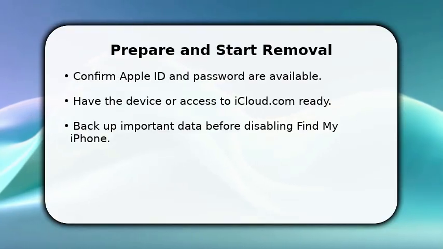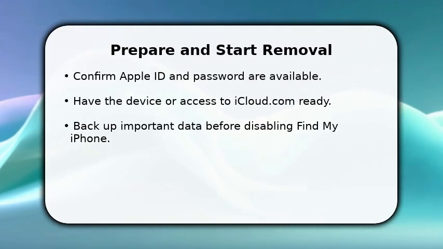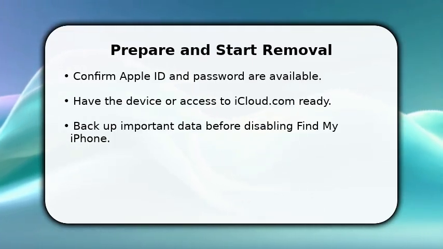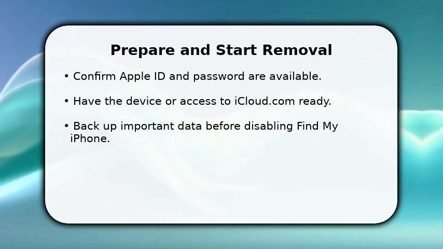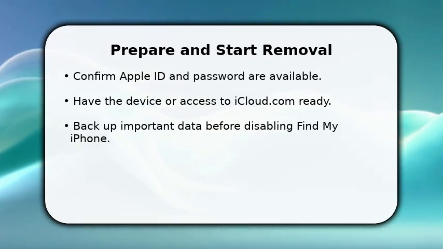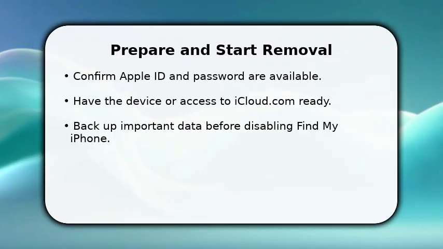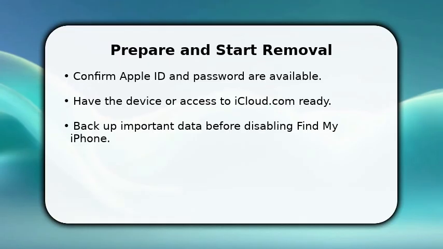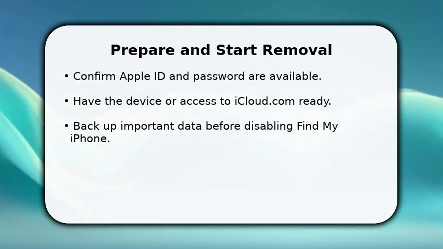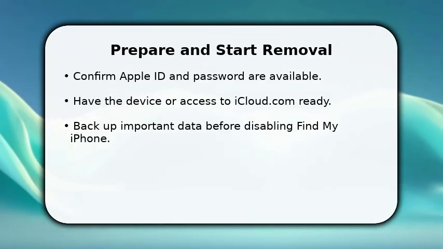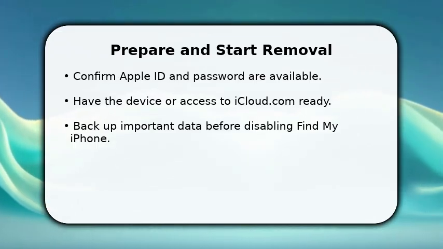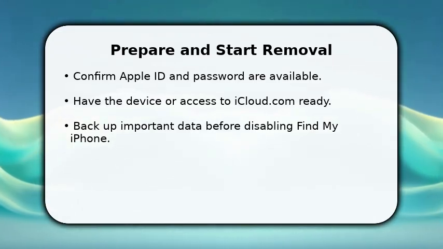You're going to remove a device from Find My iPhone now. First, make sure you know the Apple ID and password tied to the device and that you can access settings on the iPhone or iCloud.com from a computer. Once done, open Settings, tap your name, then Find My. Tap Find My iPhone and toggle it off. You'll be prompted for the Apple ID password. Do this because it disables activation lock and lets you reassign or sell the device safely.